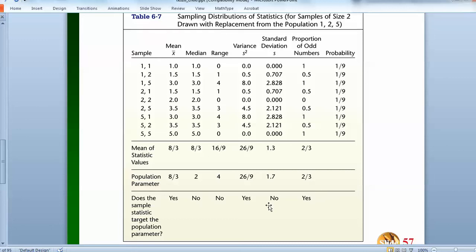They don't target the population parameters that they correlate with. So that is why we talked about sampling distributions. Some target, some don't. The key here is the mean does, and the standard deviation, although it doesn't, can be shown to be off by a constant, well, a consistent rate. And that's what the central limit theorem teaches us.